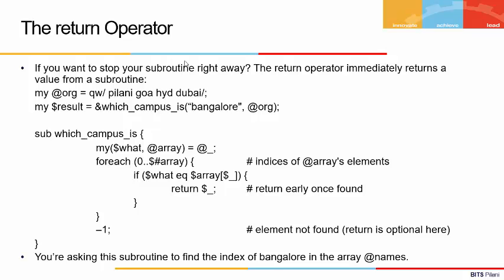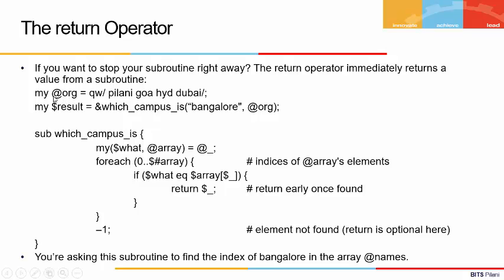And the return operator, right? This is one of the important ways. If you want to stop your subroutine right away, you can return in between by using the return operator. Immediately, the return operator returns a value from the subroutine, as you can see here in between. So if you want to just go right away in between while you are defining the subroutine, you can use the return operator.